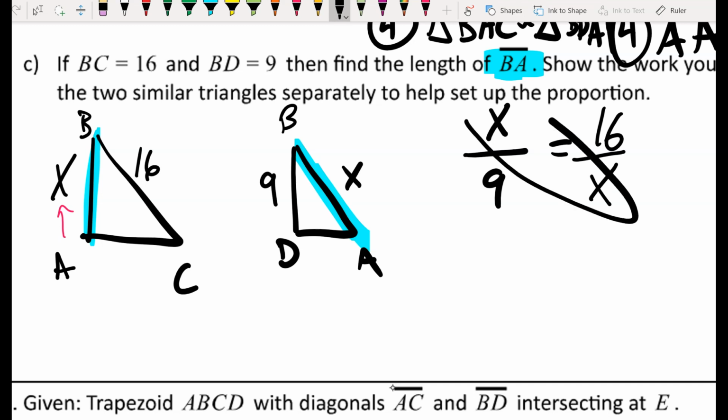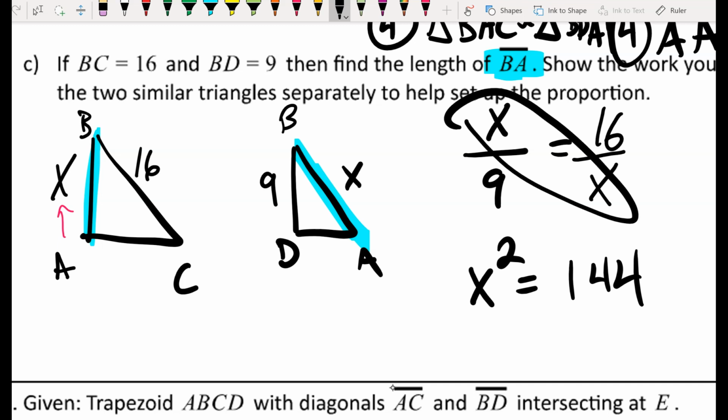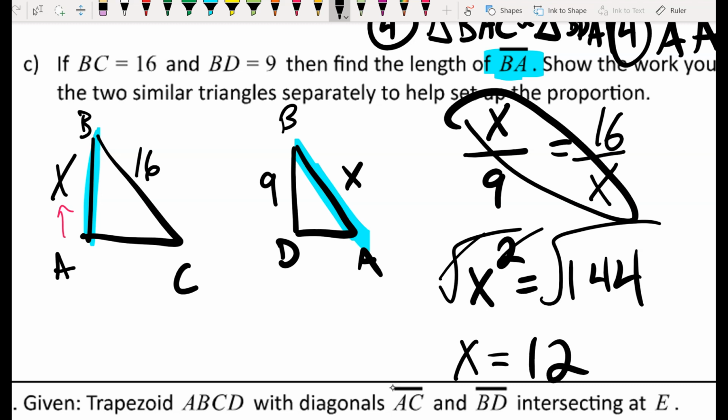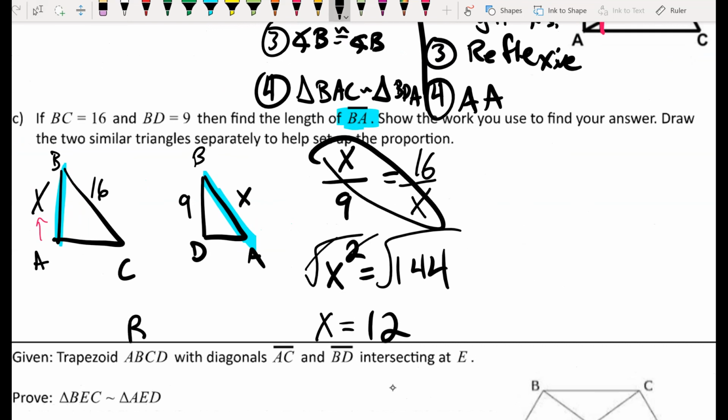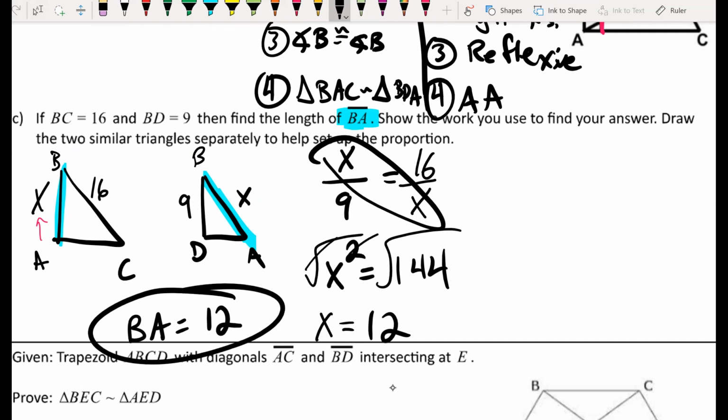Again, I'm going to cross multiply. X times X is just X squared. 16 times 9 is 144. So this is asking what number squared gets me 144. If you're not sure, you could always take a square root to undo that squared on the left-hand side of the equation. And the square root of 144 is 12. So my missing side length here in both those triangles, BA, is 12.